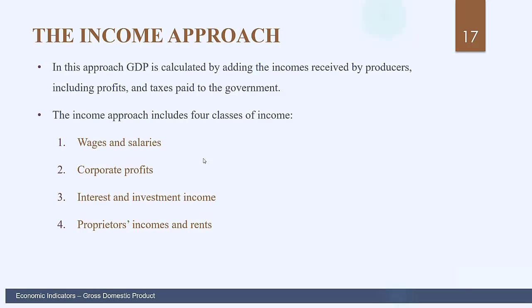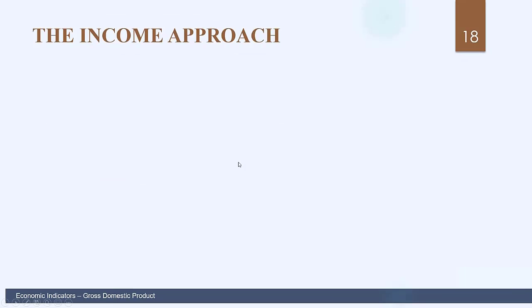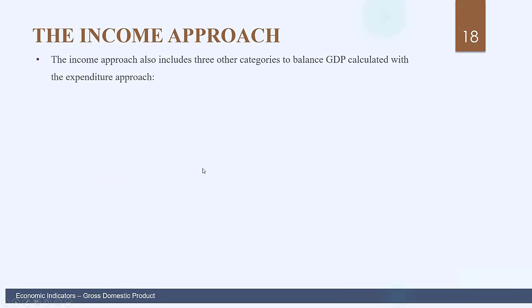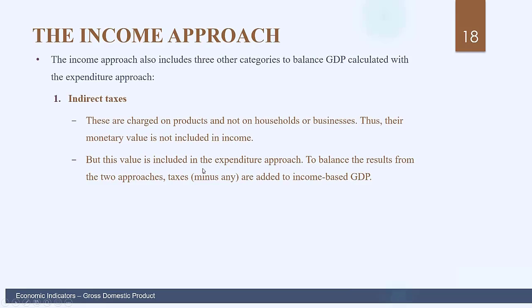And then another category would be any interest and investment income earned by households or companies. And then, of course, we're not just considering corporations, we also want to know what the income is for sole proprietors. So we would add up all of these categories to get a measure of GDP. Now, there's some specifics we need to be aware of. So we also need to consider indirect taxes. Indirect taxes are sales taxes, essentially, like HST, GST.